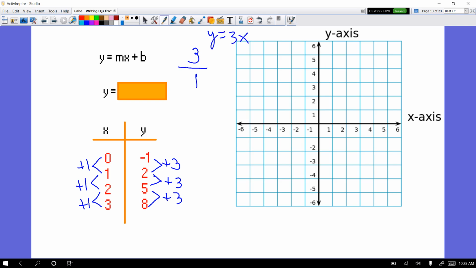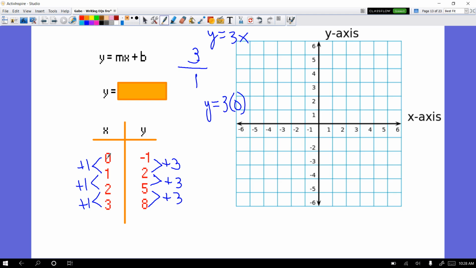Now step 4 says to substitute those numbers into what we just came up with. I got the 3 from right there. If you want to put 3 over 1, that's perfectly fine, but it's the same thing. 3 divided by 1 is still 3. So now I'm going to substitute x values in for x. So y equals 3 times 0. 3 times 0 is 0.